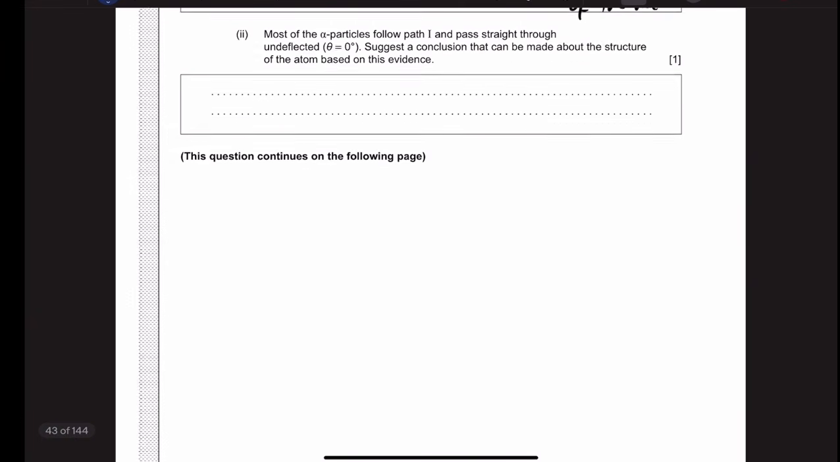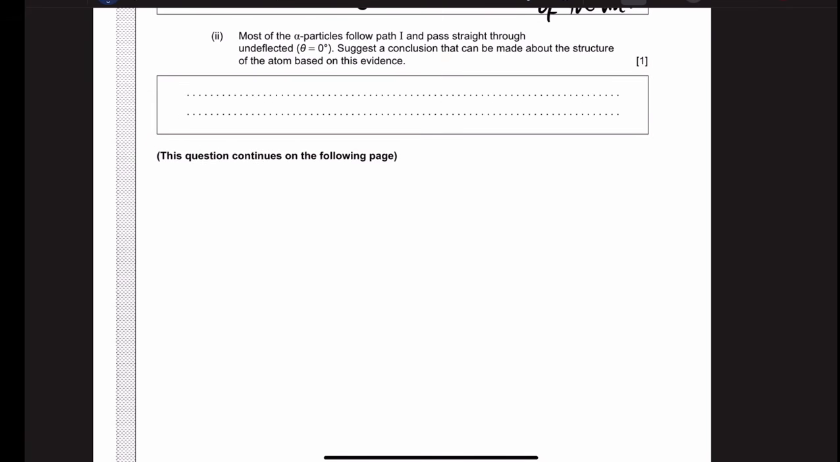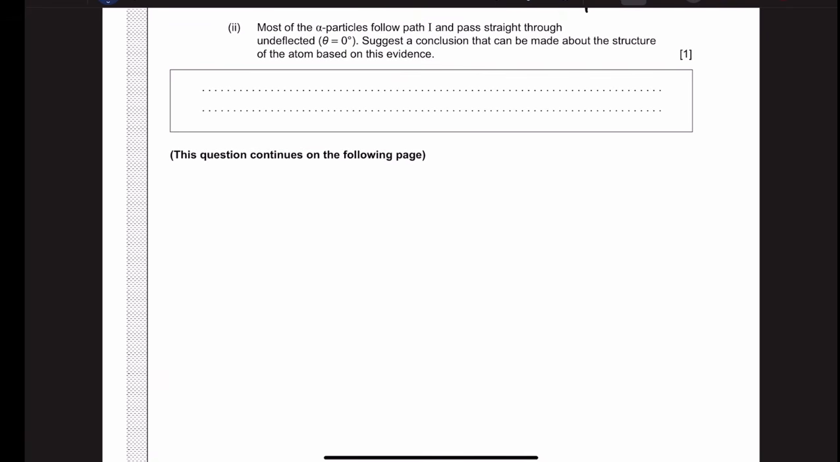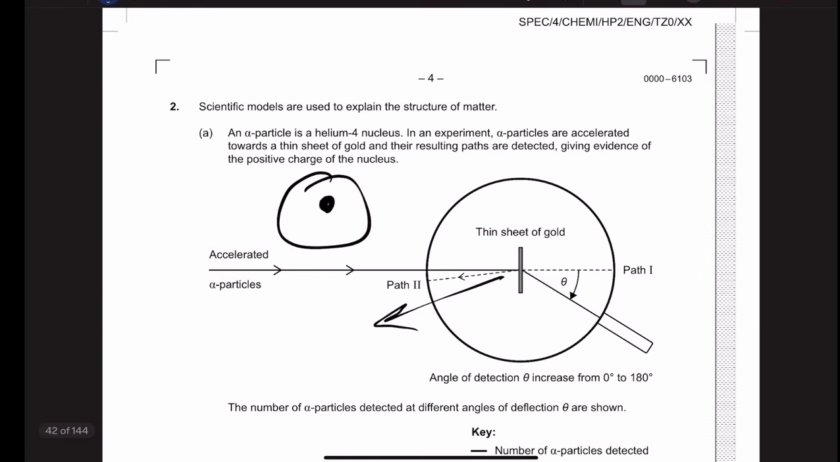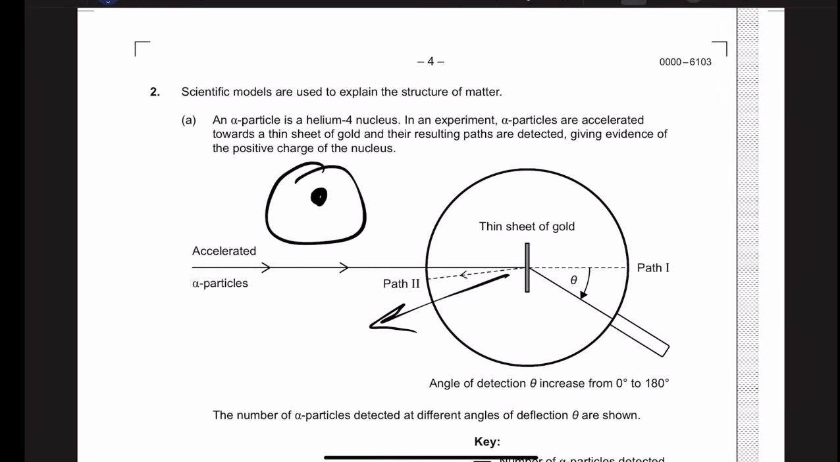Okay, most of the alpha particles follow path 1. That's what I said before, yeah? And pass straight through undeflected, which is at a 0 degree angle. And what conclusion can we draw from that? Well, remember these particles just randomly fire towards the sheet of gold, right? And most of them are going through here, right? We know that it's not going there because we're aiming there, right? It's just random. So what can we deduce about the structure of the atom?